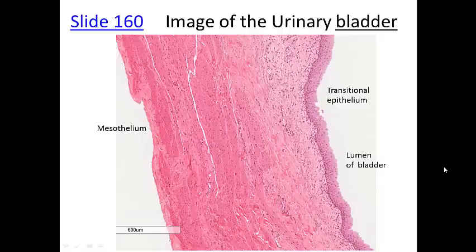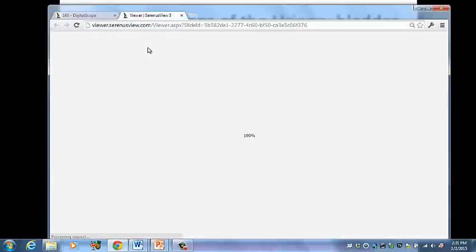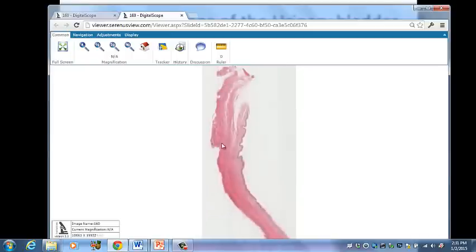If we look at one of these images, this is an image of the wall of the urinary bladder. This is the lumen of the bladder, and we have transitional epithelium with these little arches at the surface and multiple layers of cells. Also on the other side, on the outside of the cavity, we have mesothelium. So let's just take a look at this tissue here, and we'll be able to see the different layers.